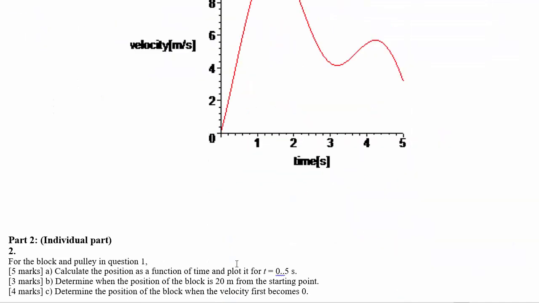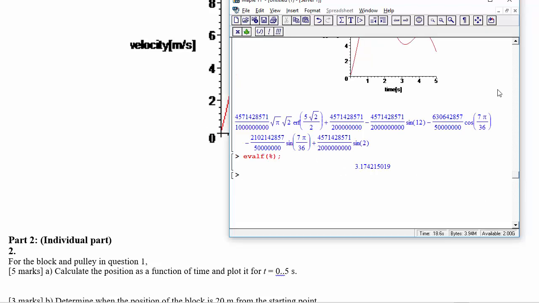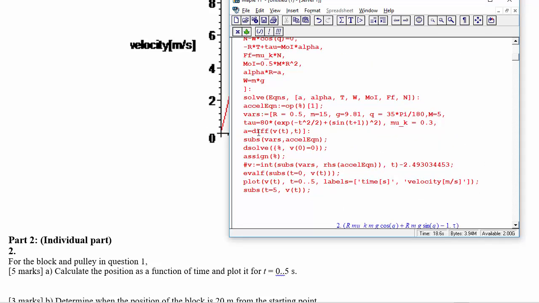Okay, so part number 2. For the same block, find now the position as a function of time and plot it for t is 0 to 5 seconds. Let's have a look at adjusting Maple to do this instead. Well, what we can do is, instead of substituting that a is the derivative of velocity, let's say that a is the second derivative of position. And then we're going to be solving the equation under the condition that x at 0 is 0 and d of x at 0 is 0.